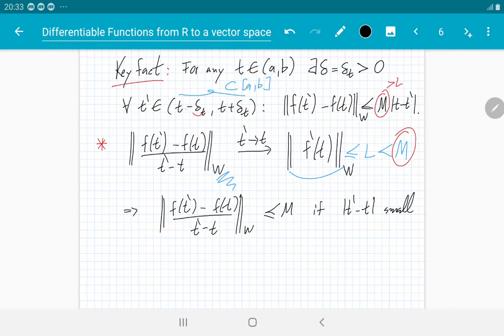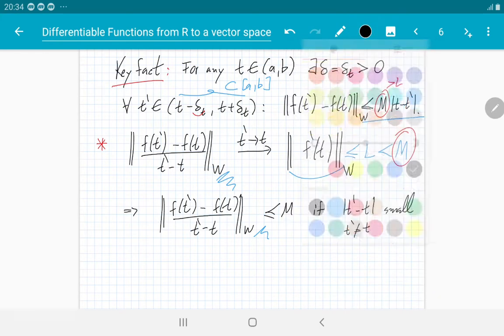What we're saying above is that if t prime is at a distance less than delta of t from t, then we know that the distance between f of t prime and f of t is at most M times the distance from t prime to t. Of course, I have to shuffle things around a little bit. This is actually not true as stated if t prime is equal to t, because this quotient is not defined. However, if t prime equals t, then this inequality is clearly true. It's trivially true. So I've shown what I needed to argue to prove this key fact.